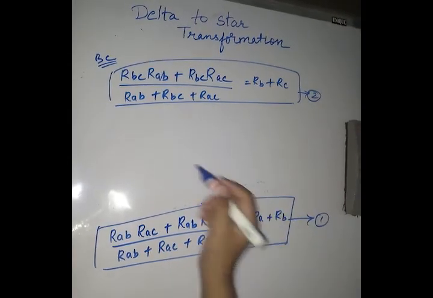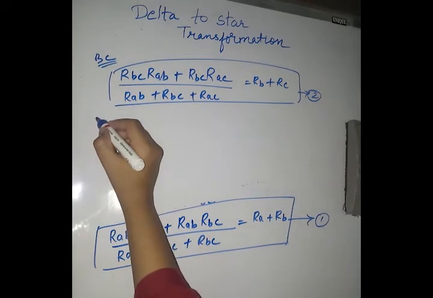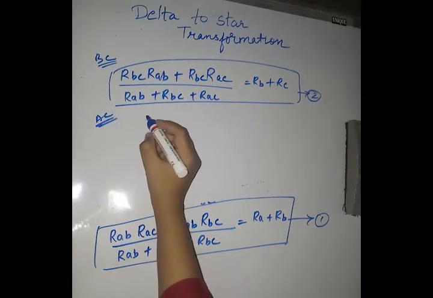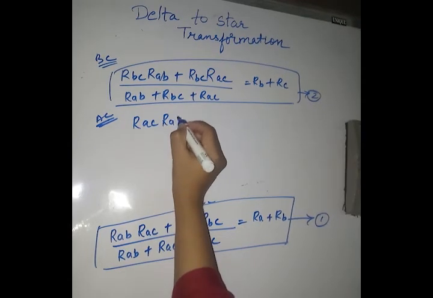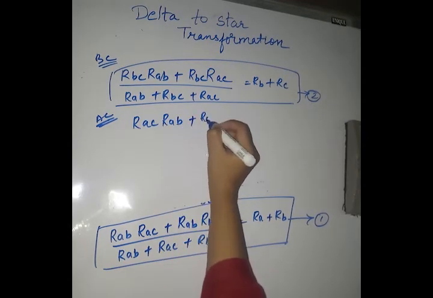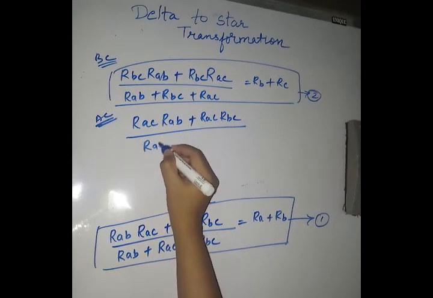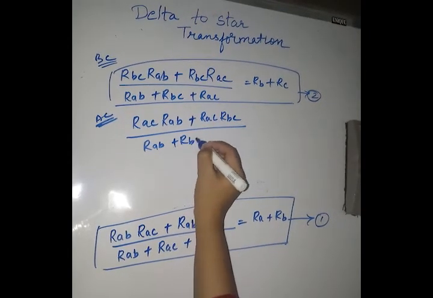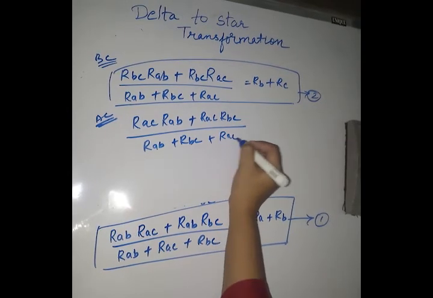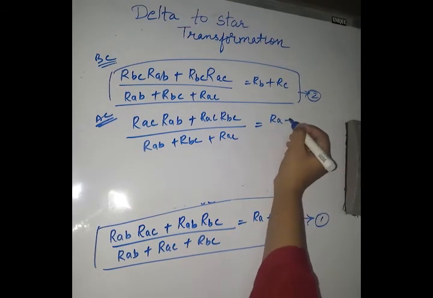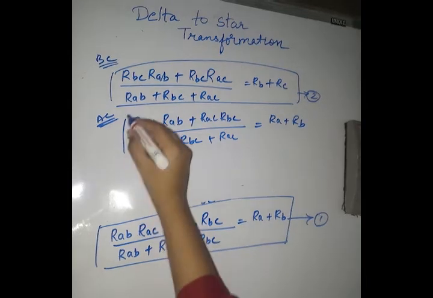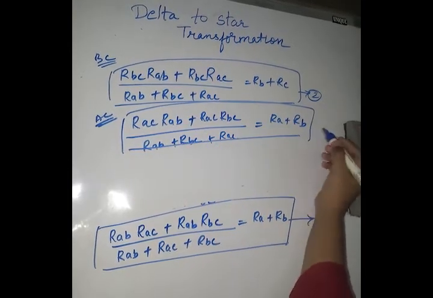This was 1, and from AC terminals, if we look, the formula will be RAC into RAB plus RAC into RBC divided by RAB plus RBC plus RAC equals RA plus RC. So this is equation number 3.